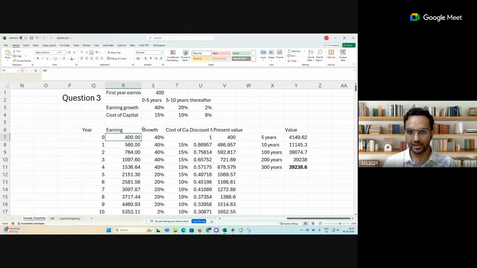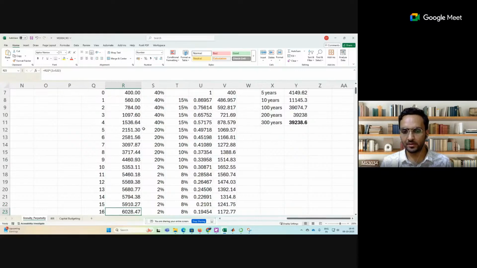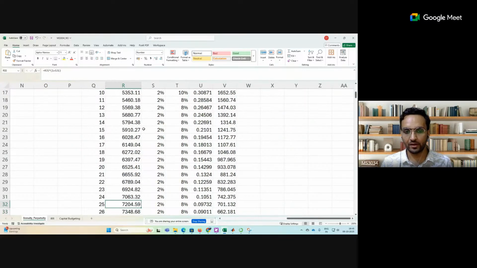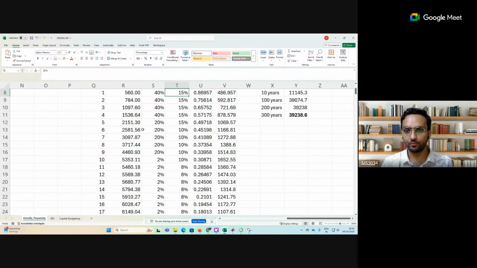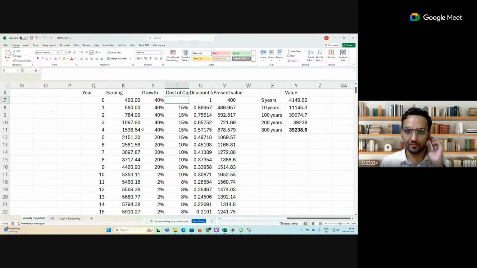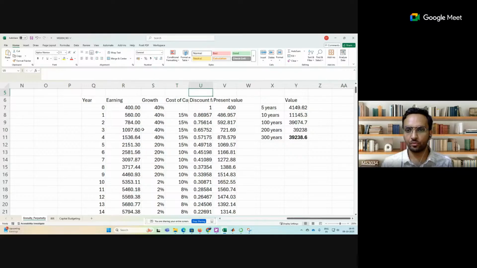In my first year I get 400, which grows by 40%. So for 5 years I grow by 40%, then I grow by 20%, then by 2% thereafter. So for example, after 20 years my earnings will be 6,525 according to this growth pattern. And I have different costs of capital which will be used for discounting to compute my present value.